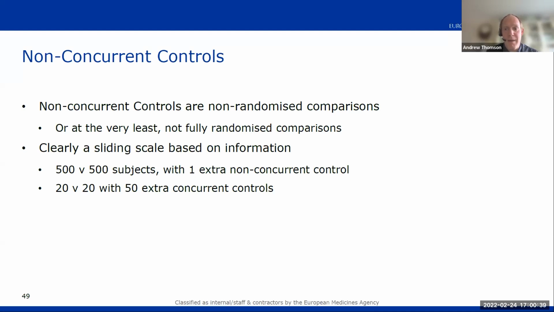And fundamentally, we do need to remember that non-concurrent controls are non-randomized comparisons, or at the very least, terminology-wise, not fully randomized comparisons. And when people think of non-randomized comparisons, they often think in terms of RCT versus observational data, and that's clearly not the case here. Now, there's a sliding scale based on the information that's available. So, for example, if you had a platform trial that had 500 versus 500 subjects in your control and your active arm, and you borrowed 1 additional non-concurrent control patient, that's clearly a very different experimental situation to one where you might have 20 versus 20, but then you needed to borrow 50 extra non-concurrent controls.